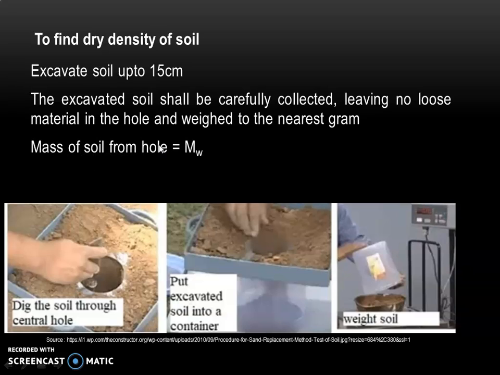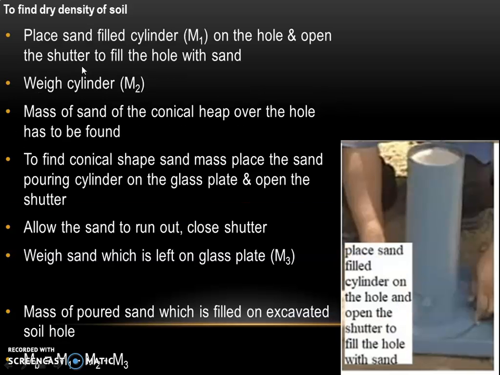So, mass of soil from hole is denoted as MW. After that, sand pouring cylinder of mass M1 is placed on the excavated hole and shutter is opened, due to which the hole is filled with the sand. The sand pouring cylinder is taken out and its mass is noted down, which will be equal to M2. The mass of sand of the conical heap over the excavated hole has to be found. To find conical shape sand mass, place the sand pouring cylinder on the glass plate and shutter has to be opened.